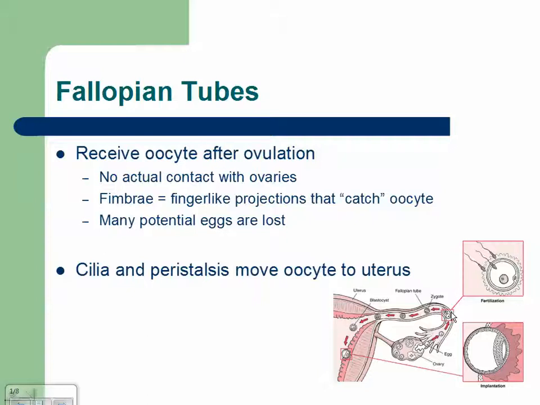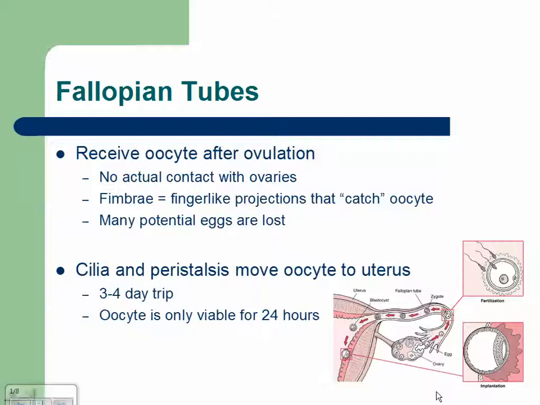And then peristalsis, we're getting really used to seeing this. We've seen it now in the digestive and the urinary systems, that sort of toothpaste-like muscular action that squeezes along. So those two things help keep the egg moving along. It's about a 3 to 4 day trip from the time that ovulation occurs for the egg to move through the length of the fallopian tubes.